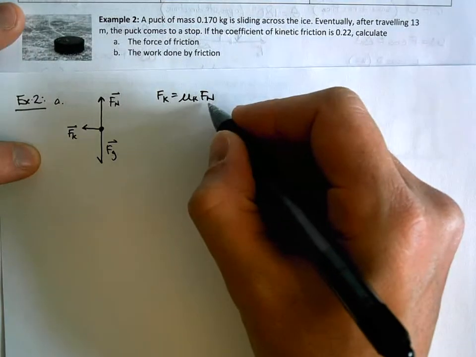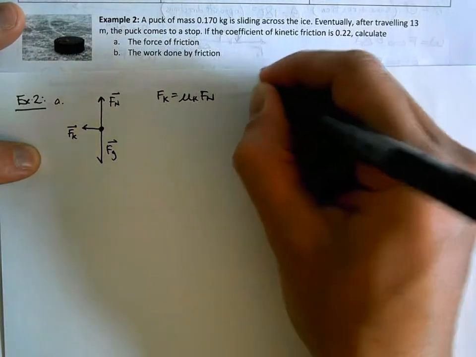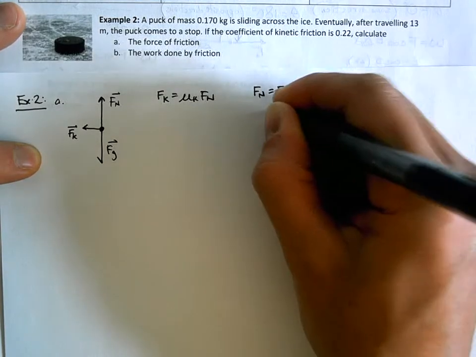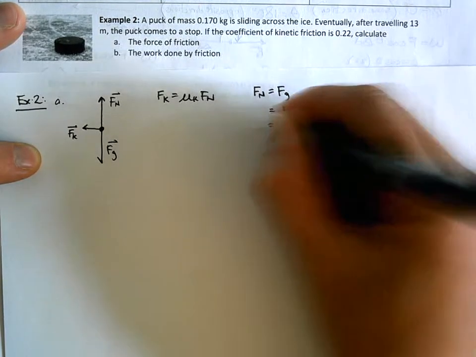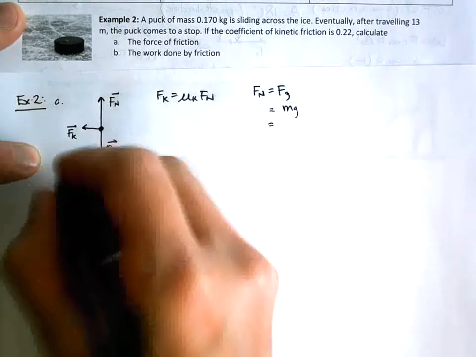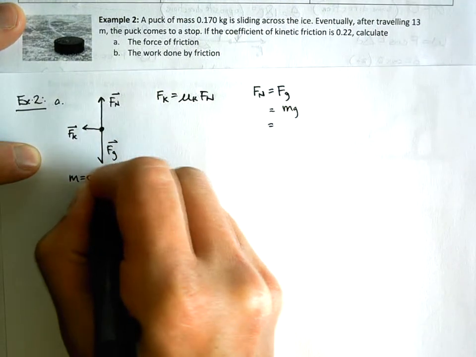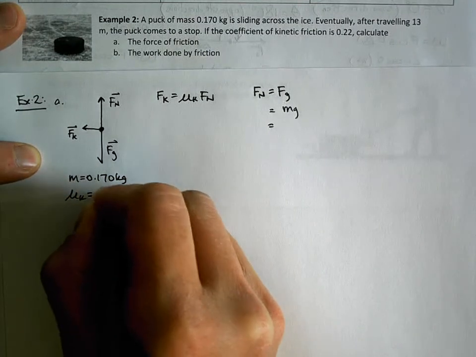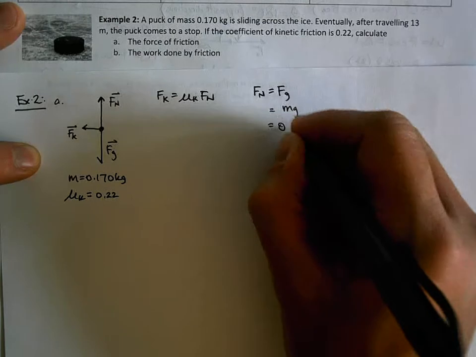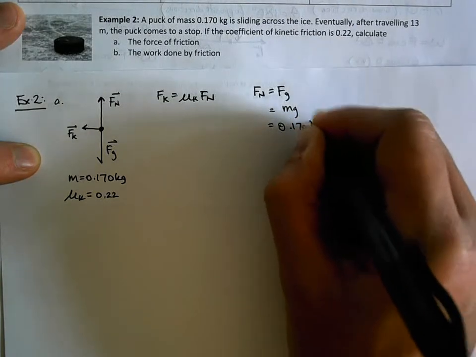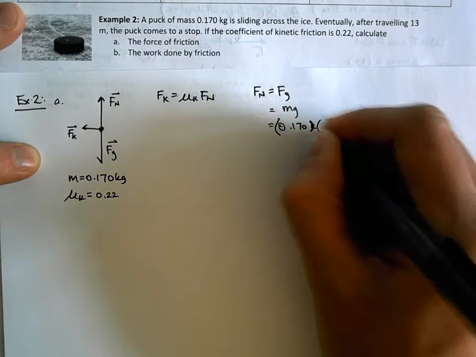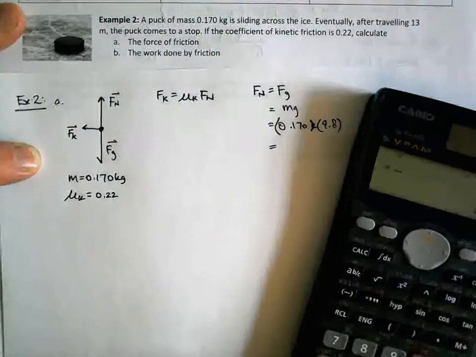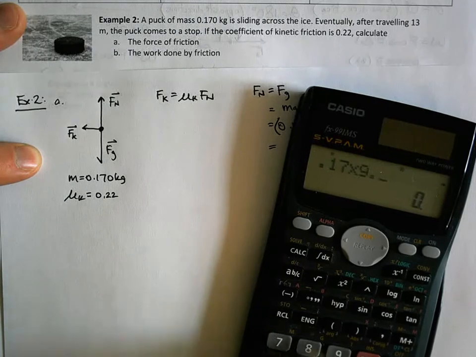However, I don't know what Fn is. Oh wait, I do. I know that the magnitude of Fn is equal to the magnitude of Fg, which is equal to mg. The mass was 0.17 kilograms, and mu k is 0.22. So I end up with 0.17 and 9.8 meters per second squared. I multiply those two things together. 0.17 times 9.8.